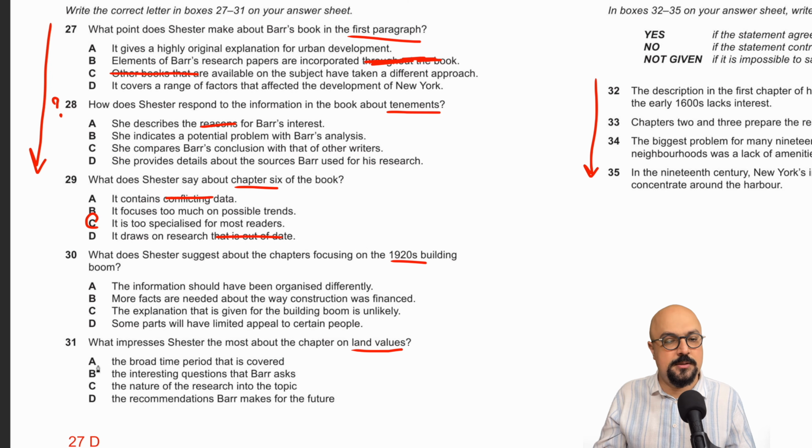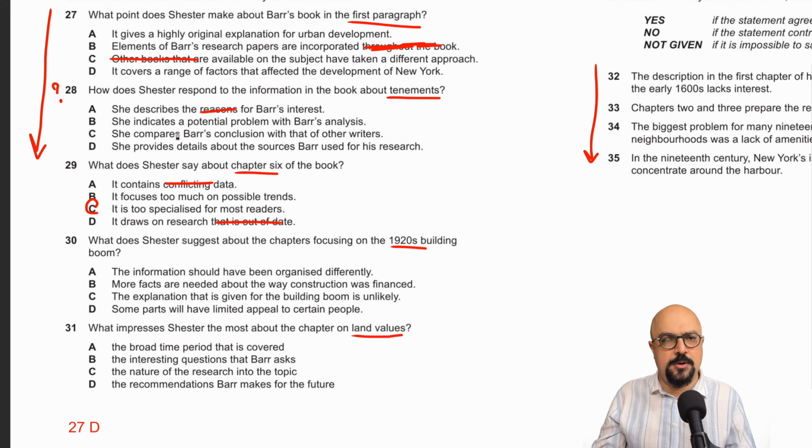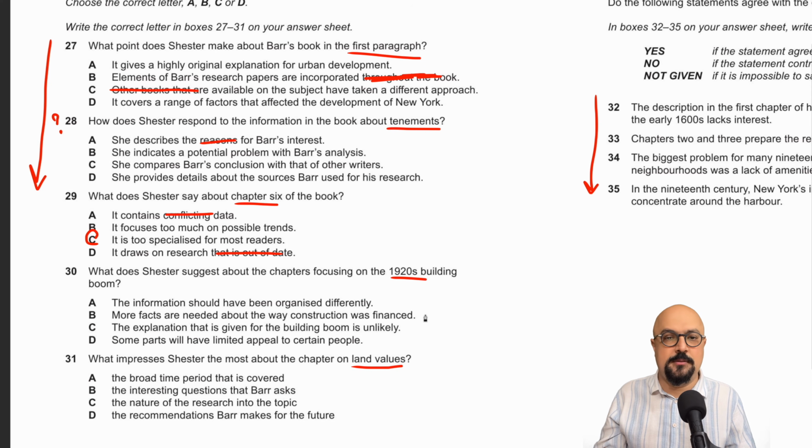Then C is the answer. So let me write the answer to 29. C. Now, shall we go back? Well, no. It's not worth spending too much time on. If there's time at the end, we'll come back to the 28 and read again. Otherwise, we choose something by chance.